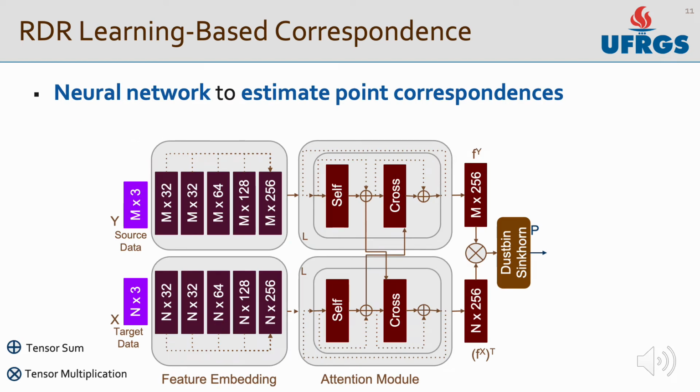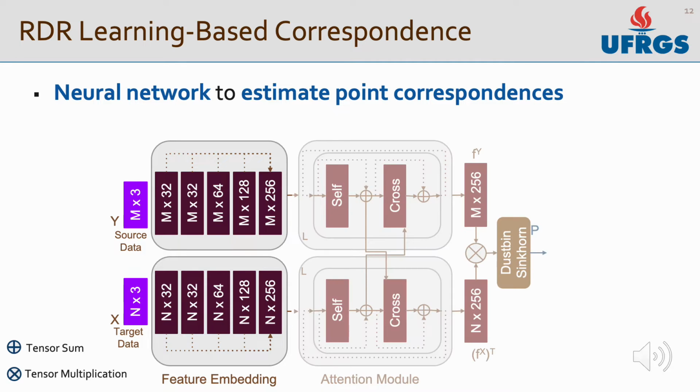Our proposal network adapts SuperGlue to learn the correspondence matrix between clouds. The original SuperGlue estimates correspondences of sparse key points in pairs of 2D images. The network has three main modules. The first module, feature embedding, learns deep features from each point based on its coordinates and its neighborhood.